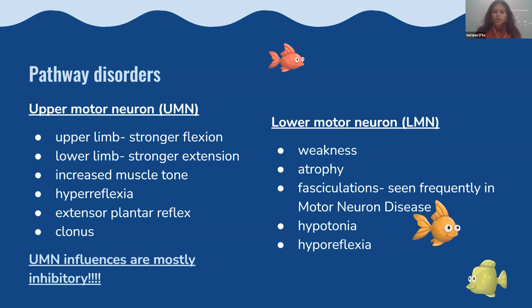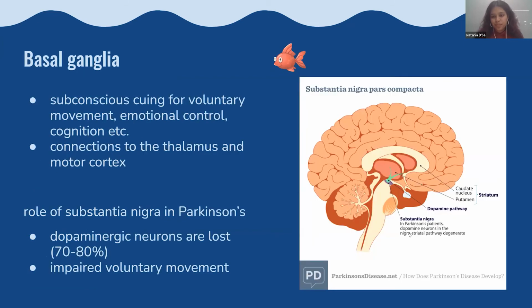And then for lower motor neurons, you've got weakness, atrophy, fasciculations. In particular, you see that with motor neuron disease. And you've also got hypotonia and hyporeflexia, so weaker reflexes and less muscle tone.